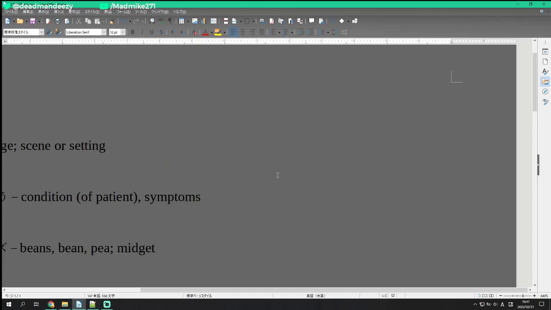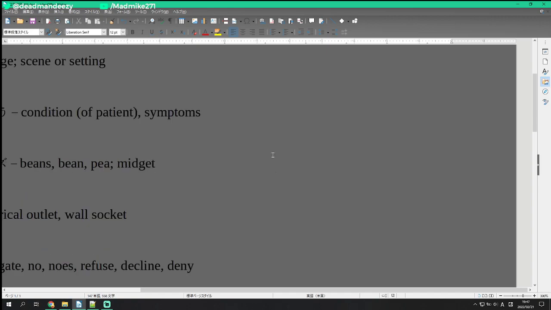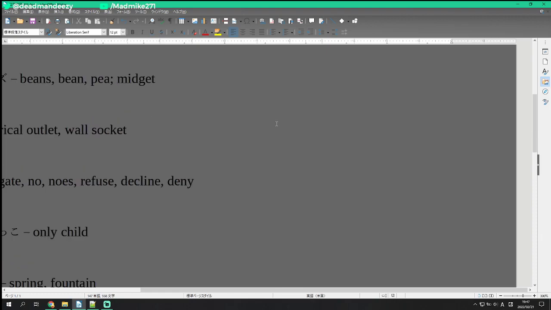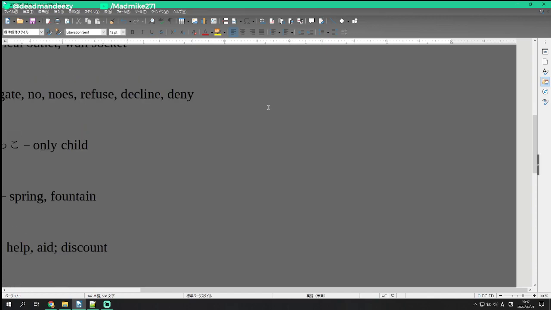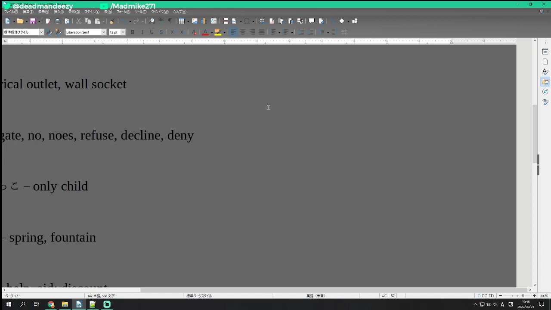Our first word was a scene, a setting, or a stage with a butai or a place, pedestal where you can dance and flit about. Butai is a scene or a setting. A condition of a patient or symptoms is a shoujo. Sho on the left side for symptoms, and jo on the right side. Condition or state. A bean, a pea, or a midget are all mame. Mame are beans. An electrical outlet or a wall socket is a konsento. All in katakana. Konsento.